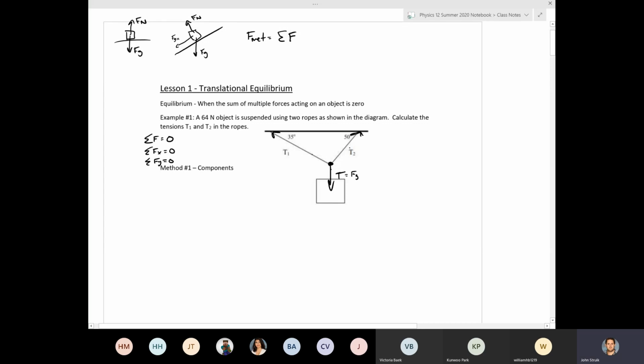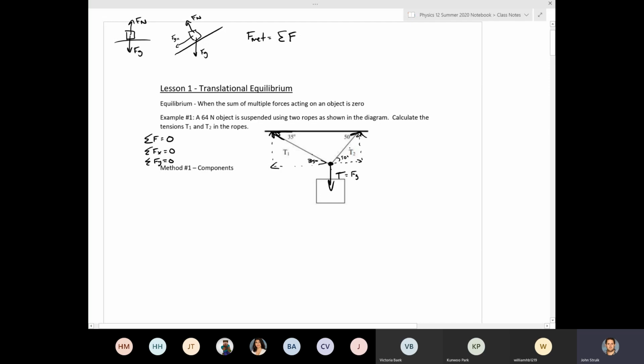So if I want to do this in components, what I need to do is figure out the components of my forces. T1 is going to be going that way and that way. And I'm breaking it into this triangle, because if this angle right here is 35, then this angle right here is 35. So I'm breaking it that way. And I'm going to do the same thing for T2. T2 is going to the right and up like that. And again, this is 50 degrees.